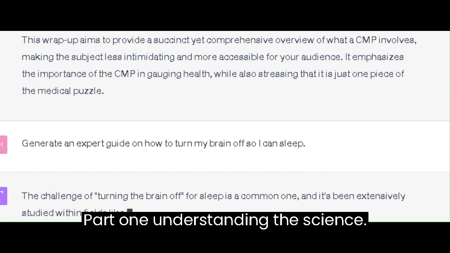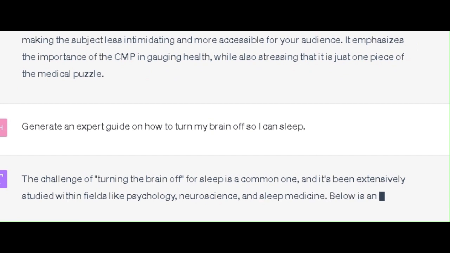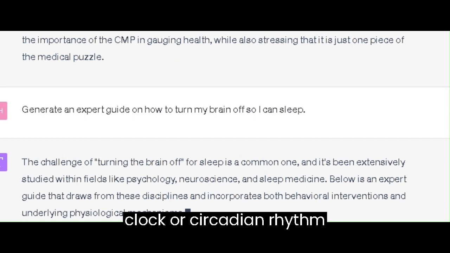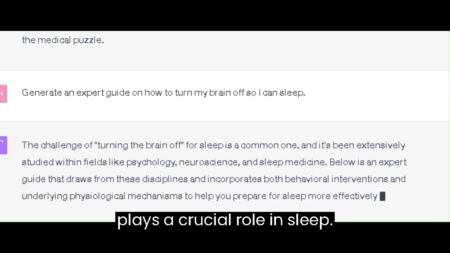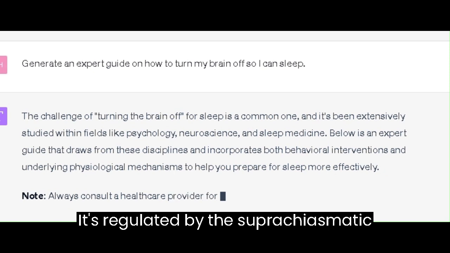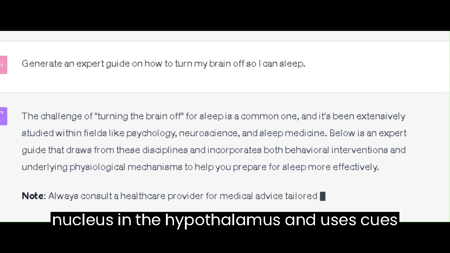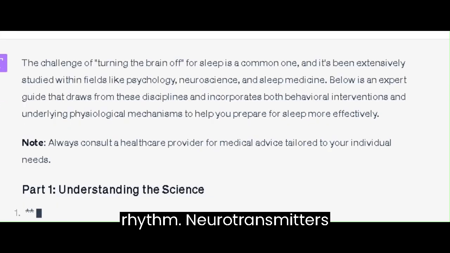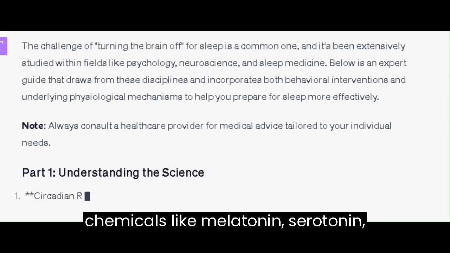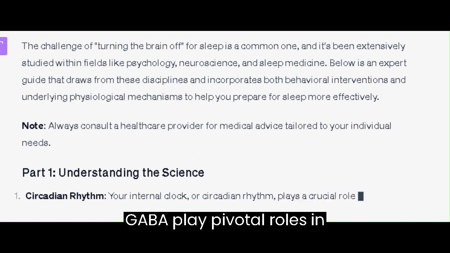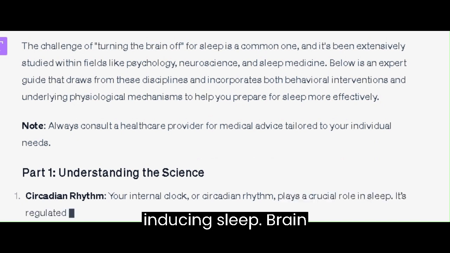Part 1. Understanding the science. Circadian rhythm, your internal clock, plays a crucial role in sleep. It's regulated by the suprachiasmatic nucleus in the hypothalamus and uses cues like light and temperature to set its rhythm. Neurotransmitters, chemicals like melatonin, serotonin, and gamma-aminobutyric acid, GABA, play pivotal roles in inducing sleep.